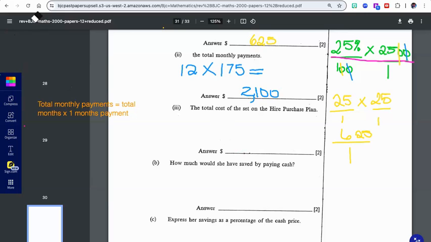Now, I'm not gonna tell you the answer for this one. I want you to tell me, what is the total cost of the set on hire purchase? Earlier I gave you a formula. So what is the total cost of this set on the hire purchase plan? Let me see who remembers. What is the total amount? What will this person pay if they decide to use the hire purchase plan?